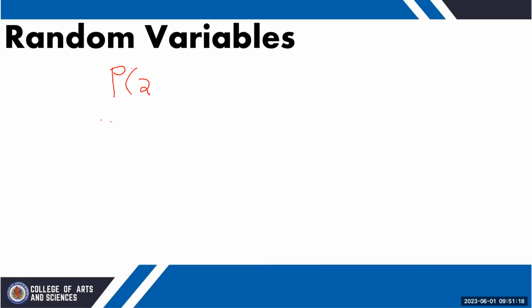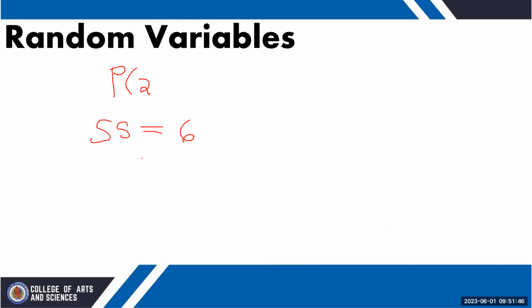Alam natin that the sample space of rolling a die is 6. Kasi meron tayong 1, 2, 3, 4, 5, and 6. So our sample space is 6. Ngayon naman, ano ba yung ating favorable cases? Ang favorable cases natin is yung mga multiples of 2. So ilan bang multiples of 2 ang nasa 1 to 6?